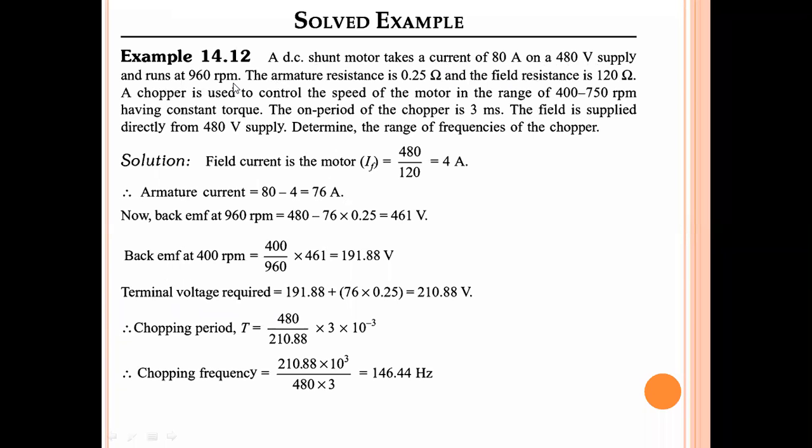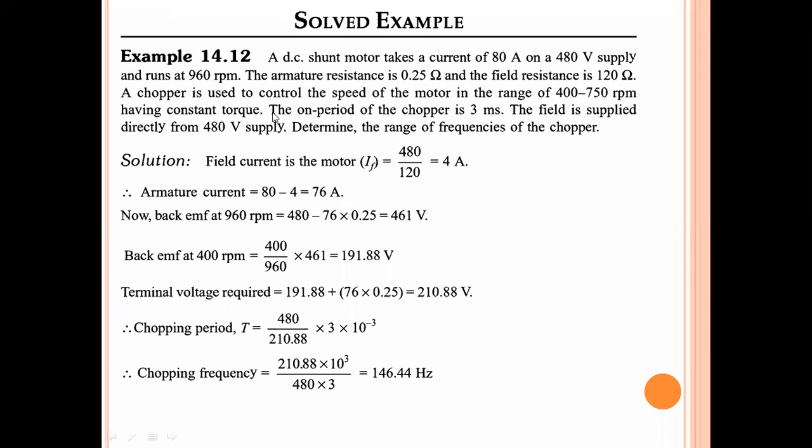runs at 960 RPM. So it is a shunt motor taking 80 amperes of current from the supply, and the voltage is 480 volts with a speed of 960 RPM. The armature resistance is 0.25 ohms and the field resistance is 120 ohms.